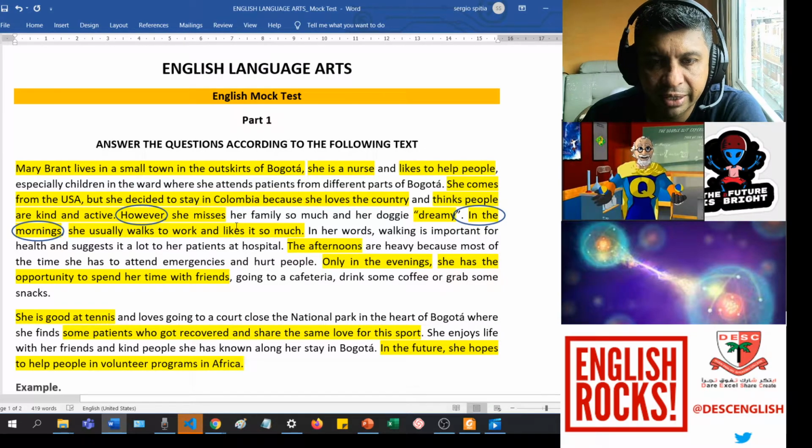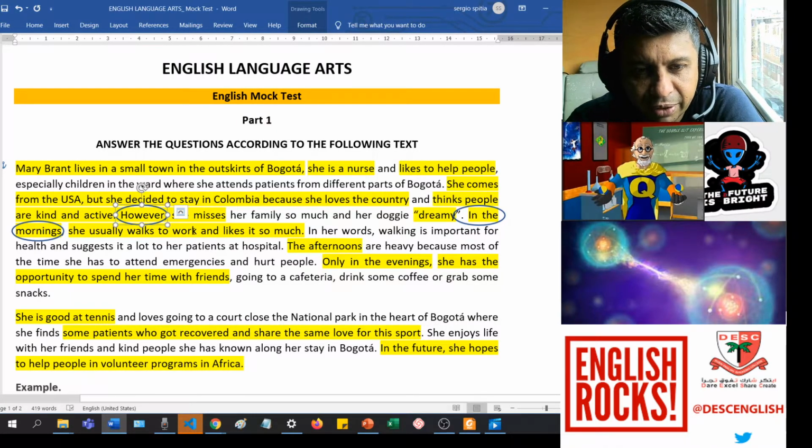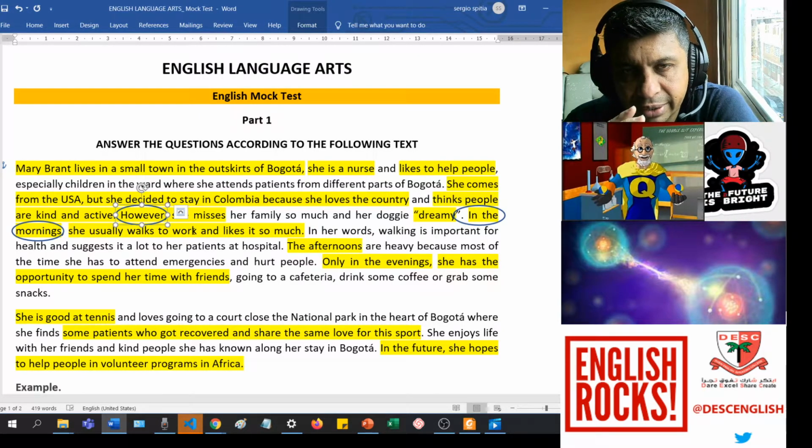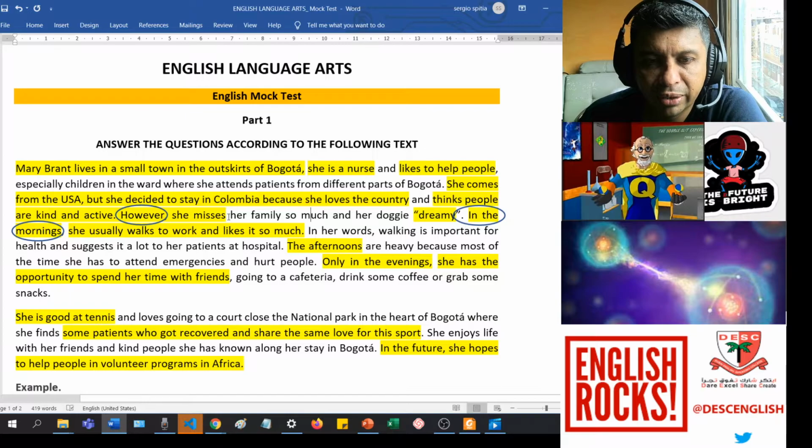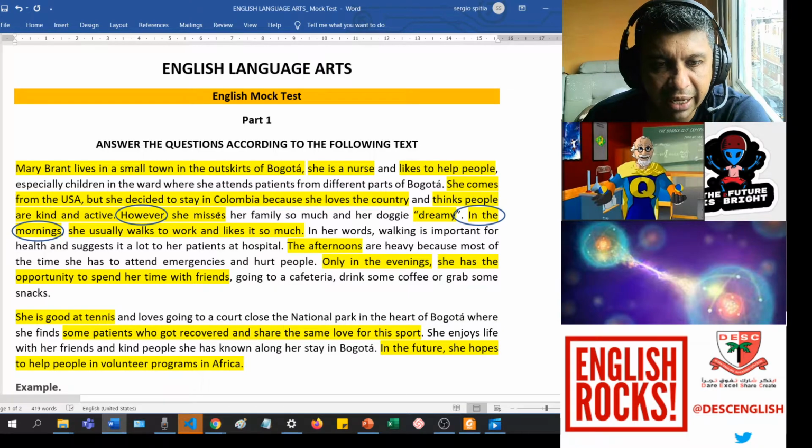However, she misses her family so much and her doggy Dreamy. Sin embargo, ustedes pueden ver que aquí le he puesto una figura, un óvalo para tener en cuenta. However is a contrast connective, es un conector de contrastes, es decir, que si aparece es que está cambiando la idea normal que tiene el texto, entonces como la cambia, ya que dice sin embargo, esta información nos ayuda a tener muy en cuenta a la hora de conectarla con las respuestas, de acuerdo a las preguntas que se presenten más adelante. However, she misses her family so much and her doggy Dreamy.